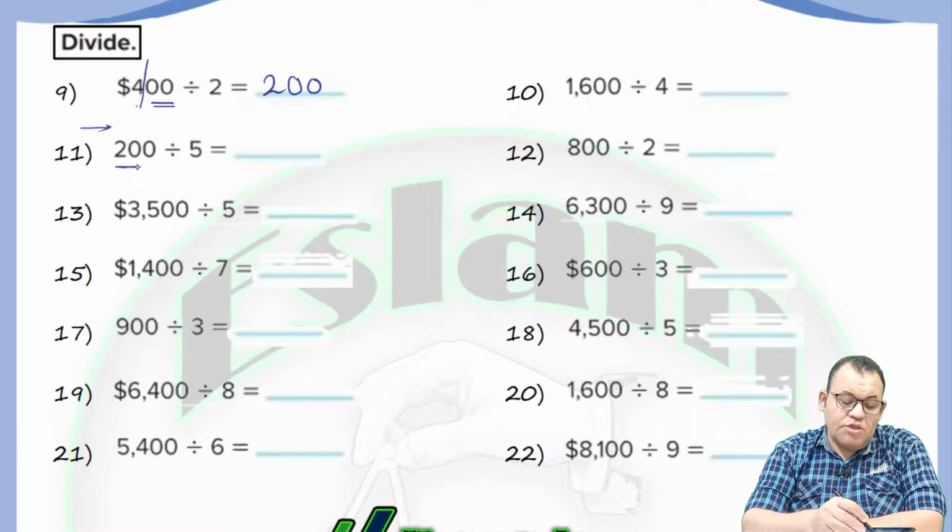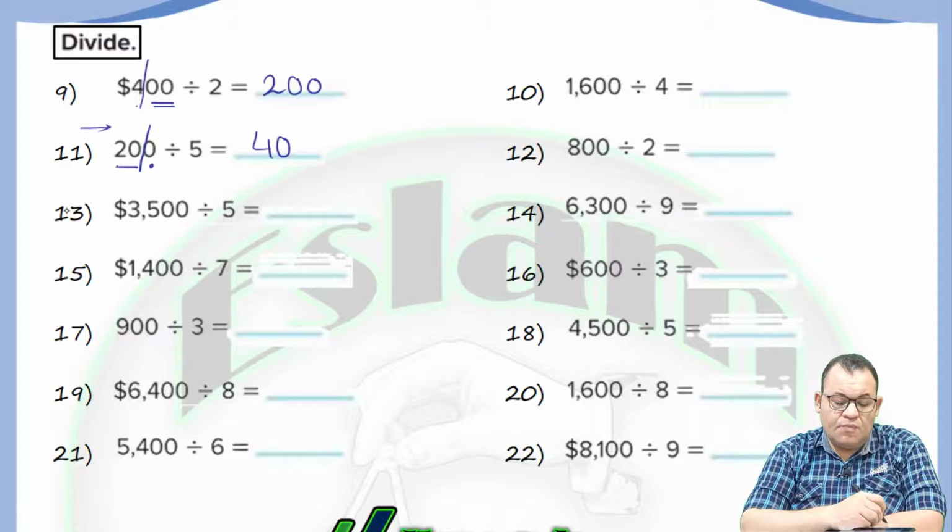But if you take 2 digits now, 20 divided by 5, we know that 4 times 5 equals 20. So the left part now will be 20. Still we have one zero, so I'll put one zero in the answer, so it will be equal to 40. So 200 divided by 5 equals 40.